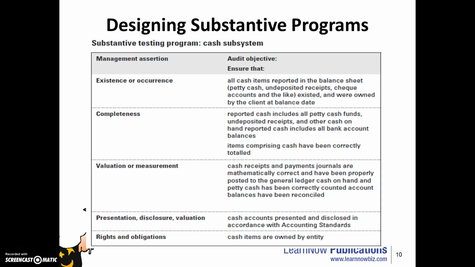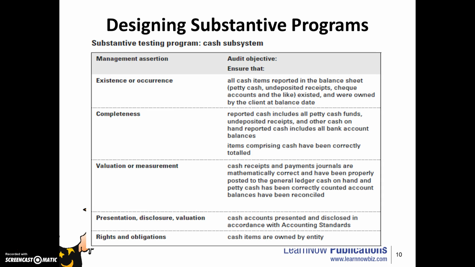Let's look at the substantive testing program for the cash subsystem. How do we link the assertion with the objective? Well, we have the first assertion for cash being existence. Our audit objective is to ensure that all cash items are reported in the balance sheet, and this can include petty cash and undeposited receipts, cheque accounts and the like. And we're making sure that they actually existed and were owned by the client at balance date.